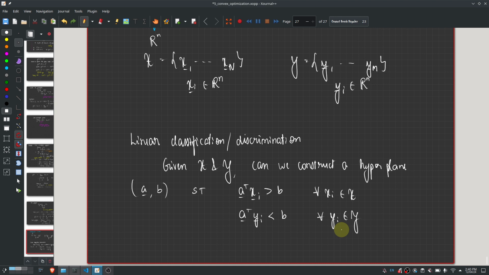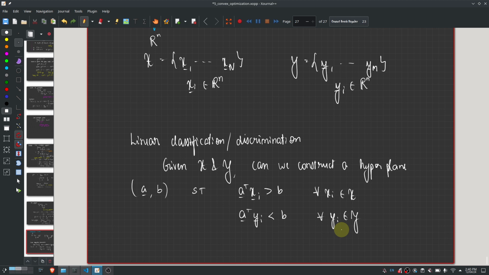Now, of course, the more apt name for this problem is linear discrimination, because typically in linear classification, you're given a bunch of training points, which are what I have over here. But eventually, what you want is that you should be able to distinguish whether a new point which you've not observed so far lies in the first class or the second class. But in this case, I'm asking a much simpler problem, which is given two sets of points, can I draw a hyperplane that separates those two?